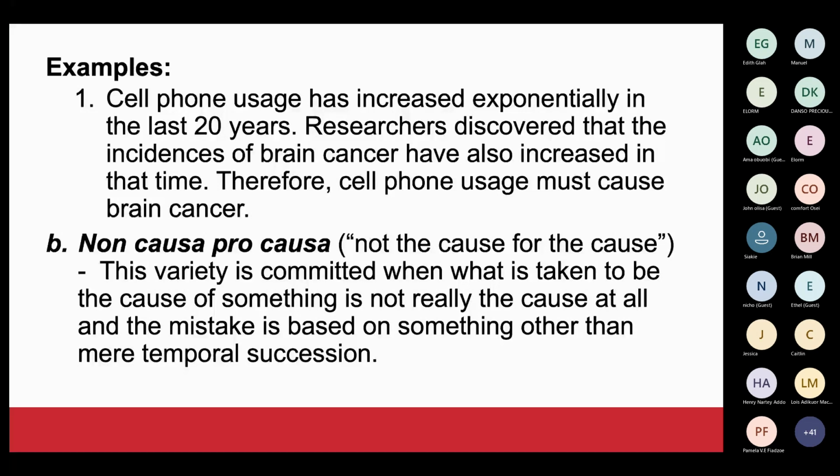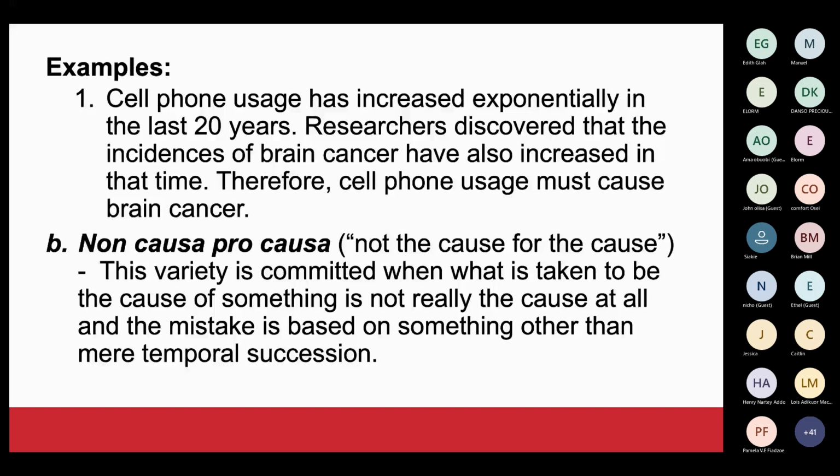Then we have the non causa pro causa, not the cause for the cause. This variety is committed when what is taken to be the cause of something is not really the cause at all, and the mistake is based on something other than the mere temporal succession. So sometimes you may mistake something as the cause of this, and then we go behind the scenes and find out that, oh, what you said is rather not the cause.